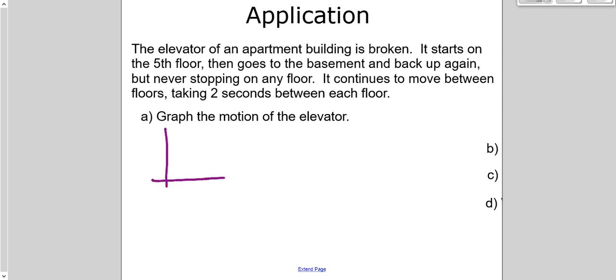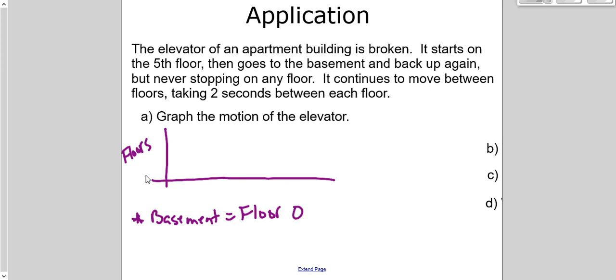All right, so over here, we're going to have floors. Now we've got to make a few assumptions. I'm going to have the basement equal floor 0. So I guess floor 1 would be like the main floor, and on from there. It starts on 5, then goes down to the basement. So it only goes up to 5. So 1, 2, 3, 4, and 5.